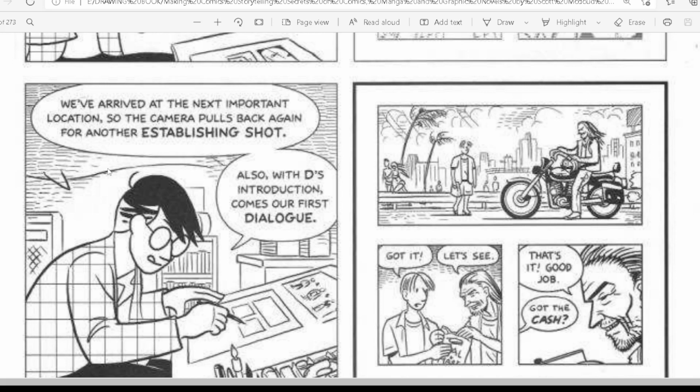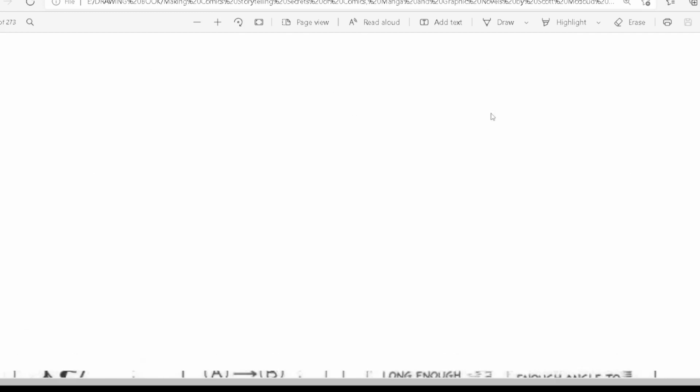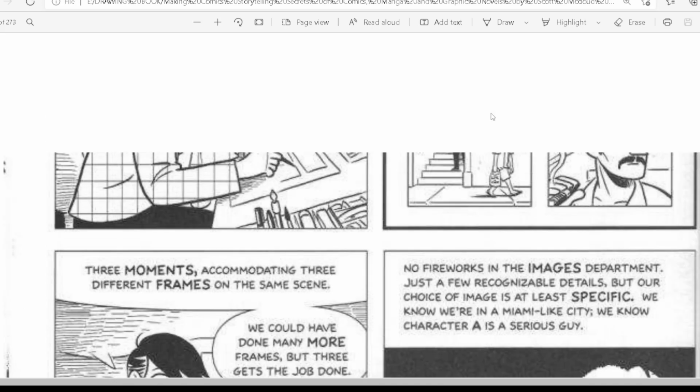Okay, now the author is introducing the fourth character, that is character D. And what was the fourth character? Let me see.